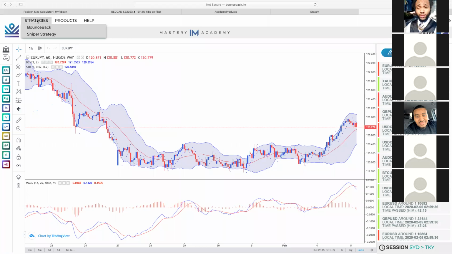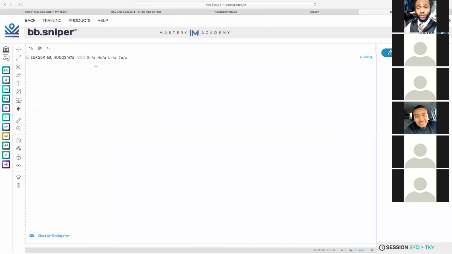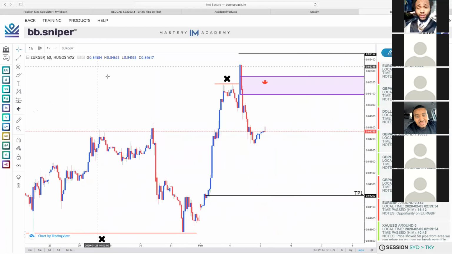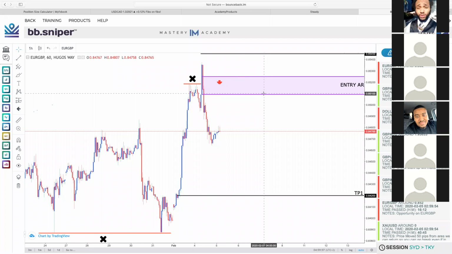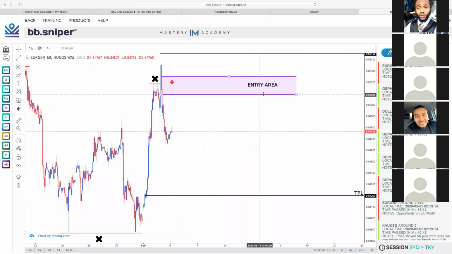It's not just Bounce Back, but when you get into Bounce Back, you've got to come into strategies and go into sniper strategies. And right here on sniper strategy, woo, this is a new trade. I didn't even see this earlier. I'm analyzing this trade with y'all right now. Entry area, Bounce Back. I mean, this is a fresh trade, guys. Like fresh.